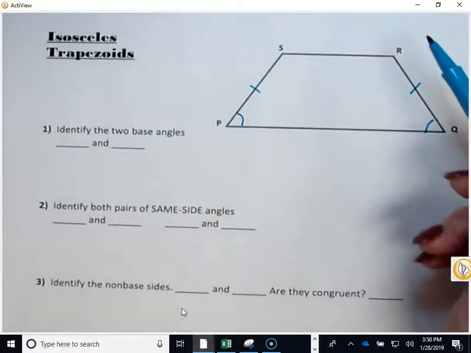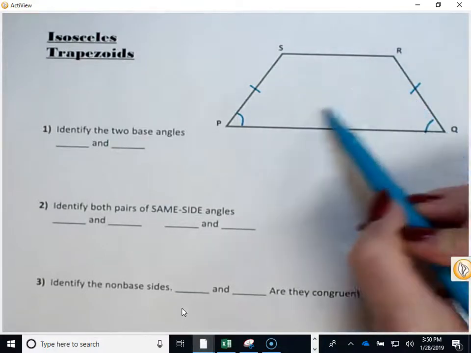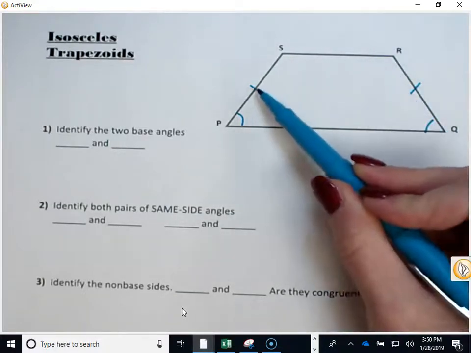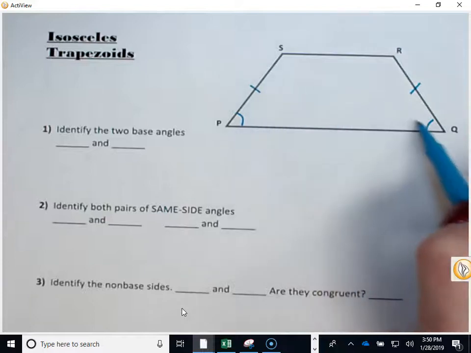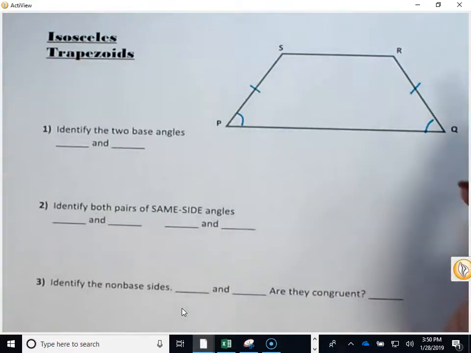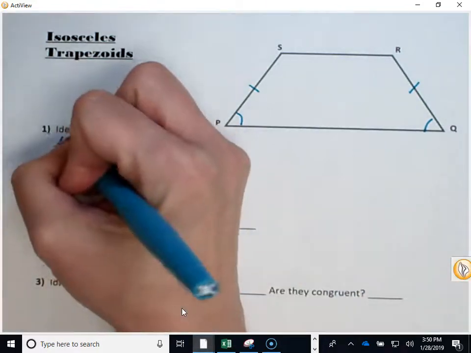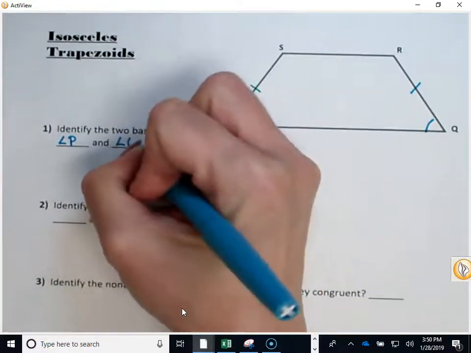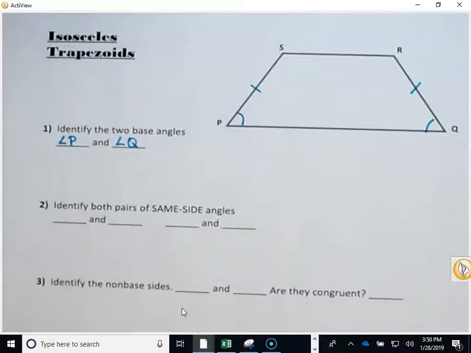And just like what we did with an isosceles triangle, we drew to the opposite angle. I always think of these little lines as aiming to which angles we're identifying as the equal angles. So angle P and angle Q are our base angles. Those are going to be the ones that are equal to each other.